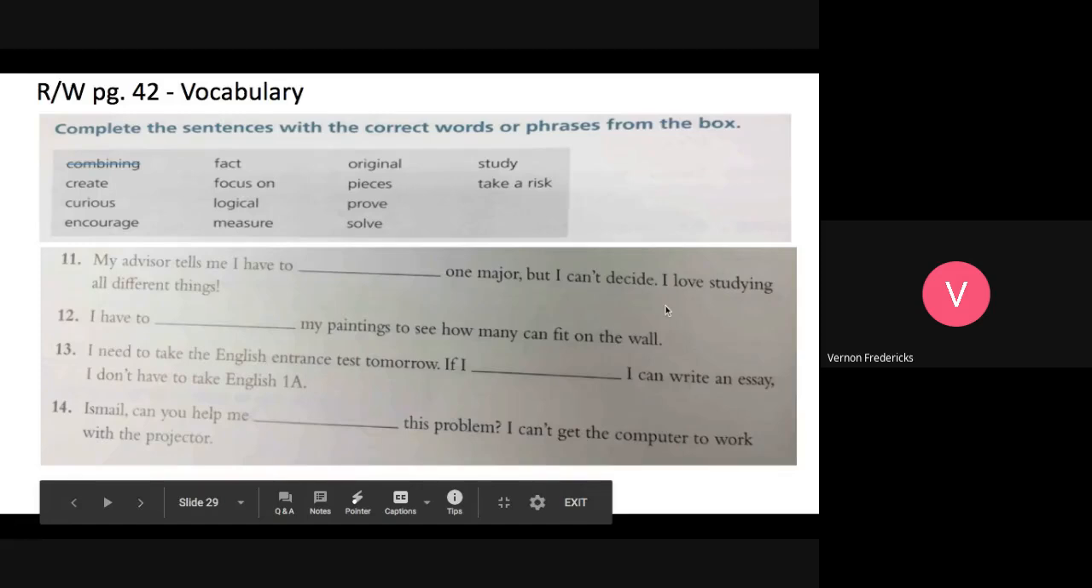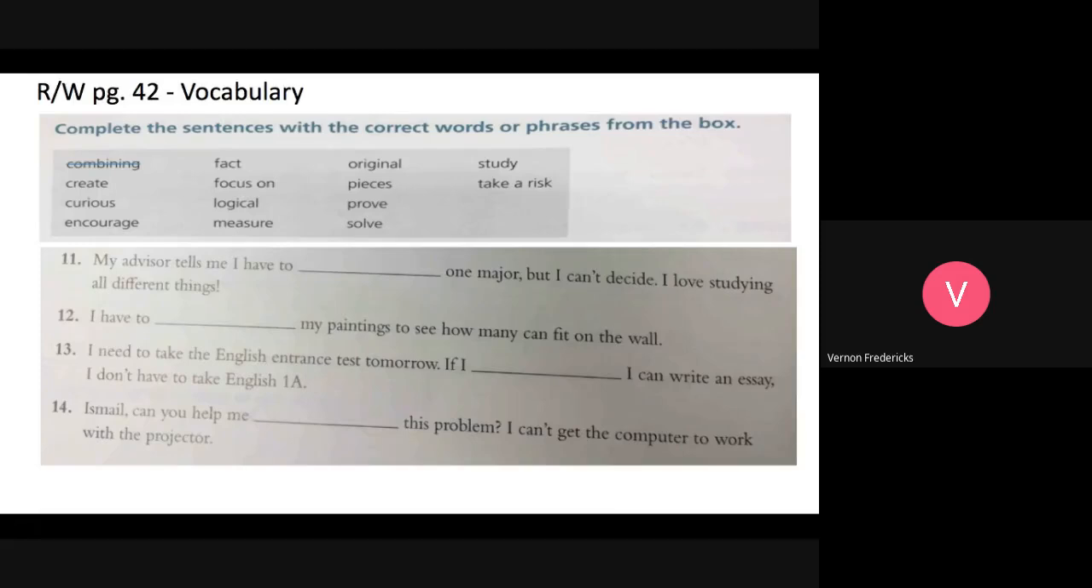Okay, students, 11, 12, 13, and 14, yeah? Quickly pause the video and do 11, 12, 13, and 14 for me, please. Okay. Number 11, my advisor tells me I have to focus on one major, but I can't decide. I love studying all different things.